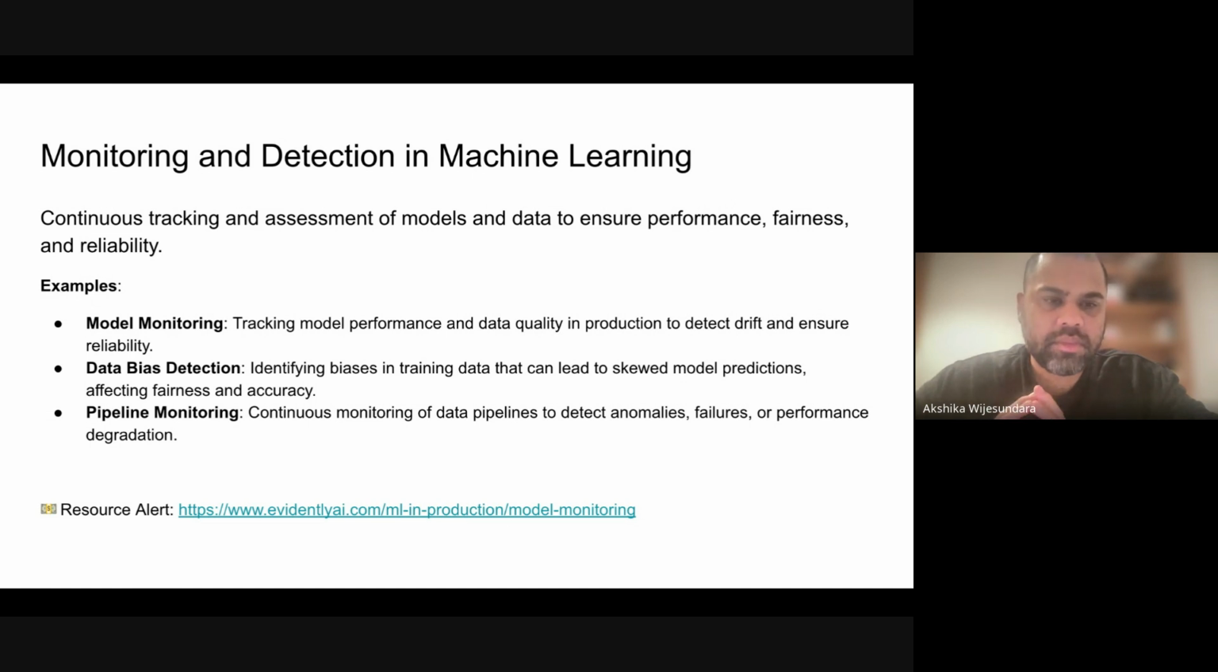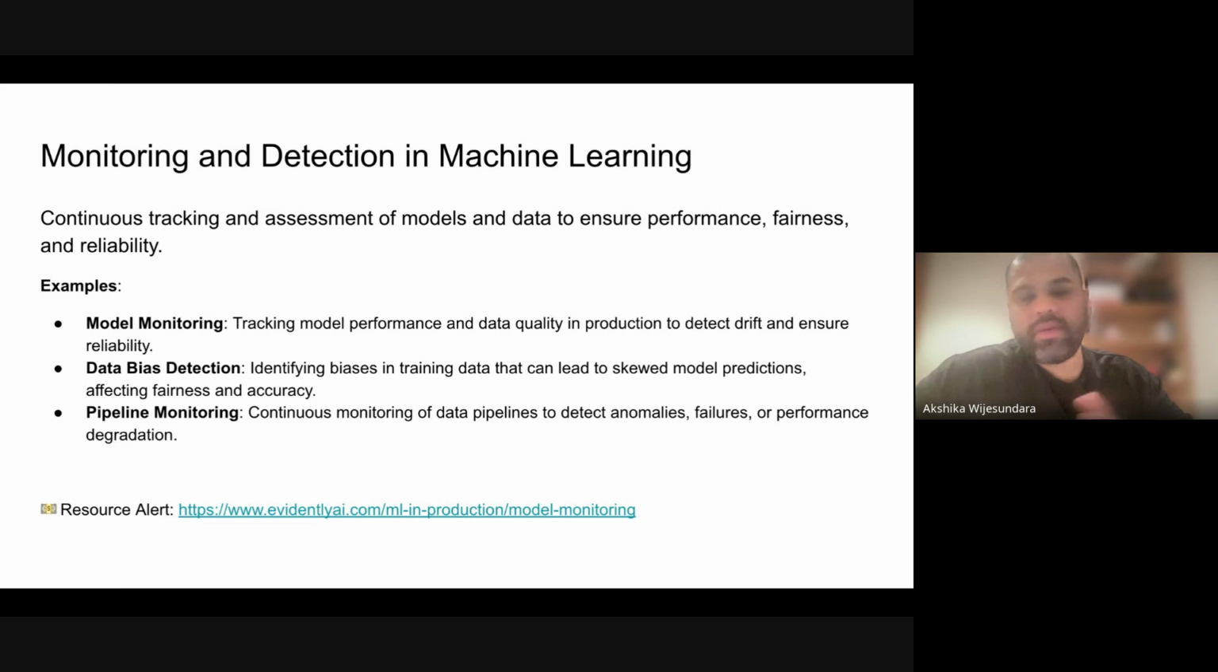You do model monitoring, which means you track the model's performance and data quality in production to detect drift, and make sure that the model you have is doing what it's supposed to do. And then do data bias detection. As I said, the input data that's coming in could have certain biases, and that could result in skewed model predictions. So you can do fairness detection, and if you see biases, you can do bias mitigation mechanisms.